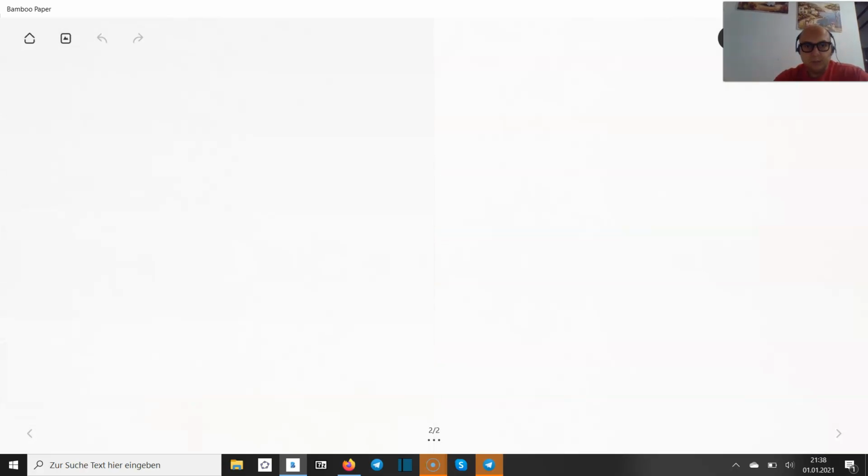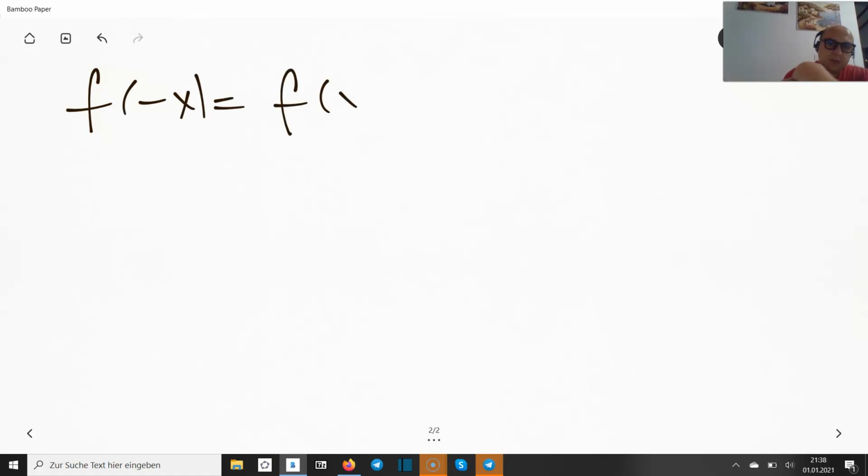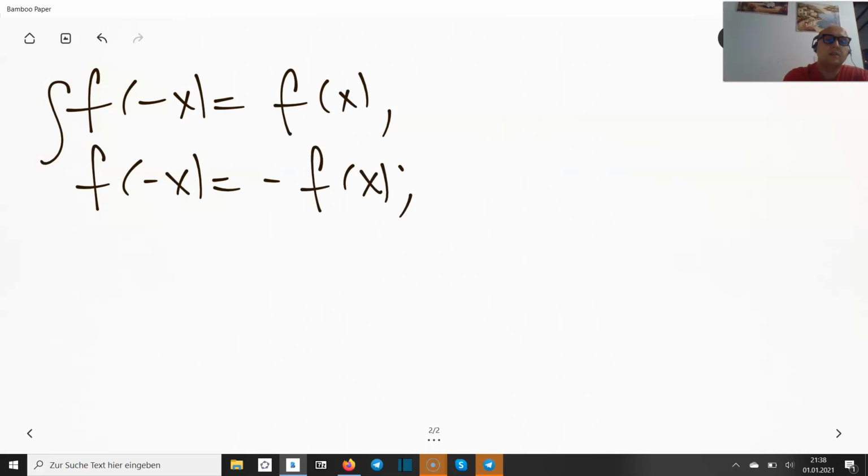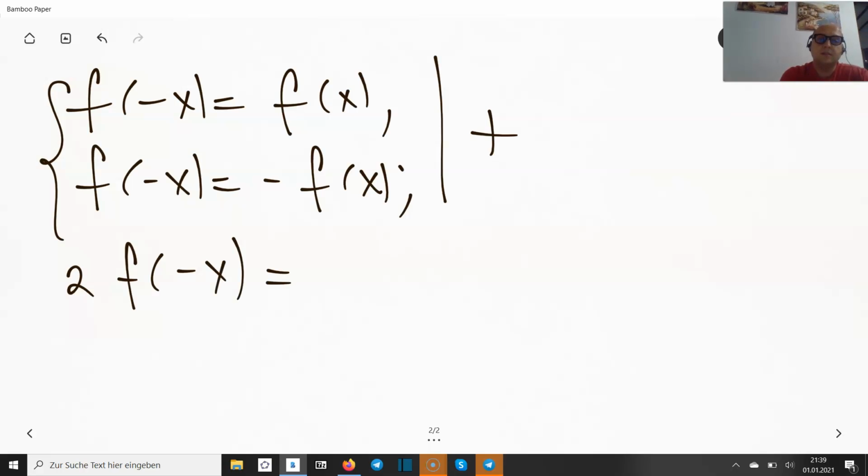All right. And by the way, there is no function but the zero function which could be even and odd at the same time. Let me show that. f of minus x must be f of x in order to fulfill the condition for even functions, and f of minus x must be equal to minus f of x. And as you can see, if we add those equalities simultaneously, we get 2f of minus x on the left hand side and just 0 on the right hand side. And as you can see, it's only the case if f of minus x is 0.